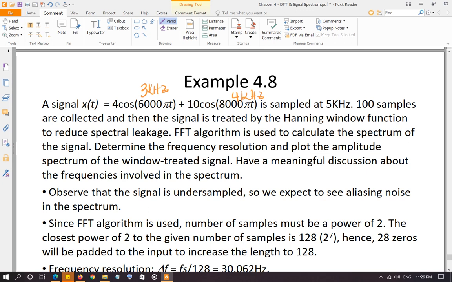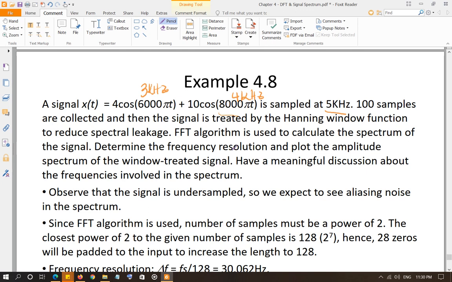Sampling at 5 kHz, what does that mean? It is undersampled because the Nyquist rate is 8000, twice the highest frequency. So the Nyquist rate is 8000, it is sampled at 5000, it is undersampled. That means you can expect aliasing noise in the sample.